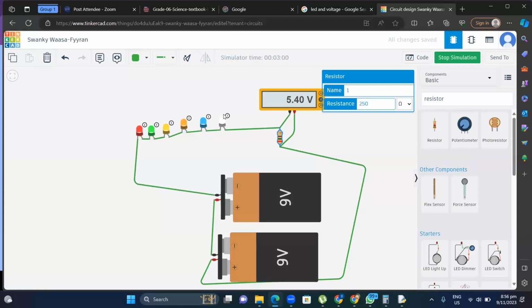Okay. 270 දැම්මම 20.2. ඒ ගාන තමයි. 275ක් වගේ. That's the correct. Okay. Likewise, you have to do.